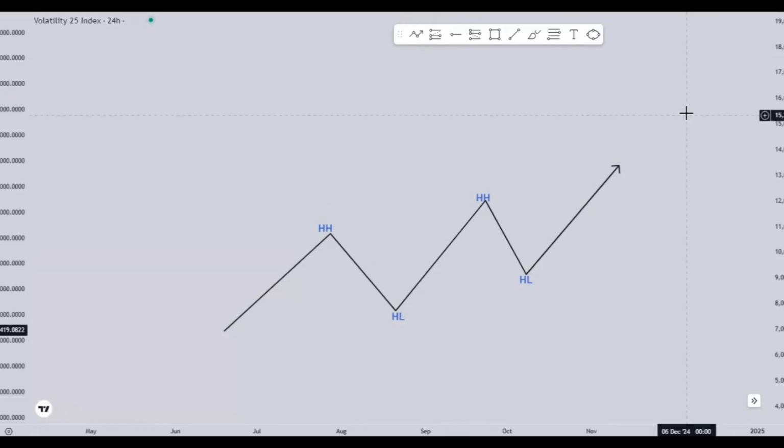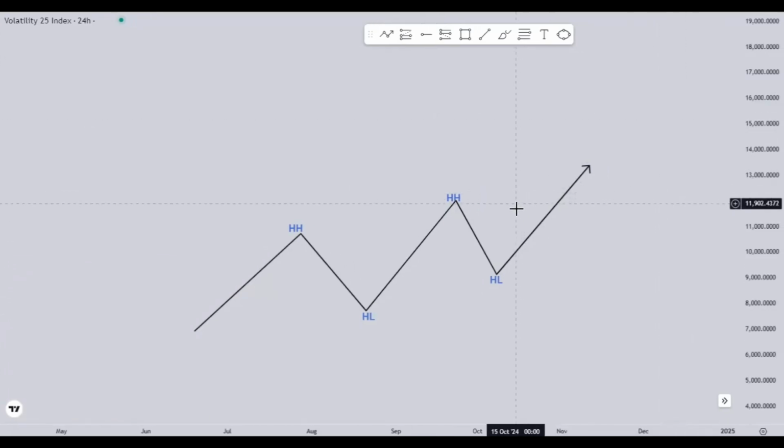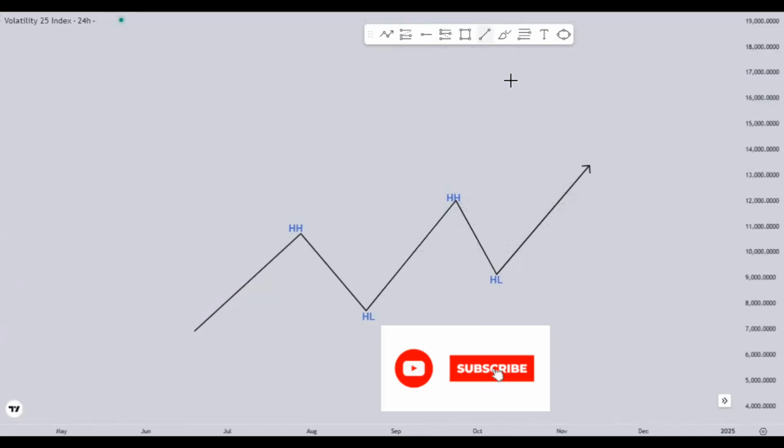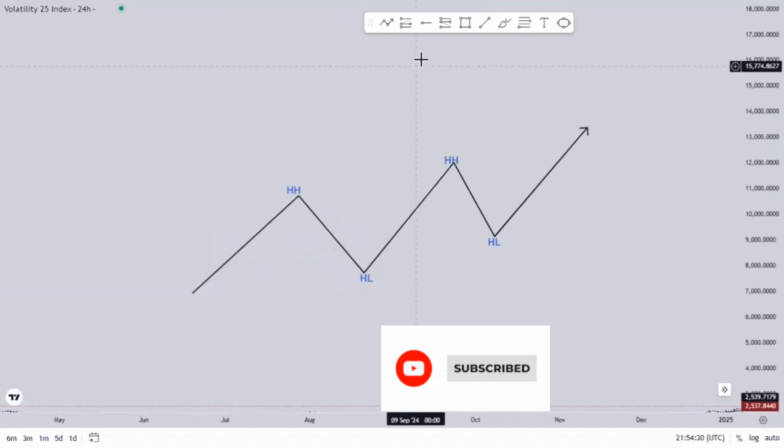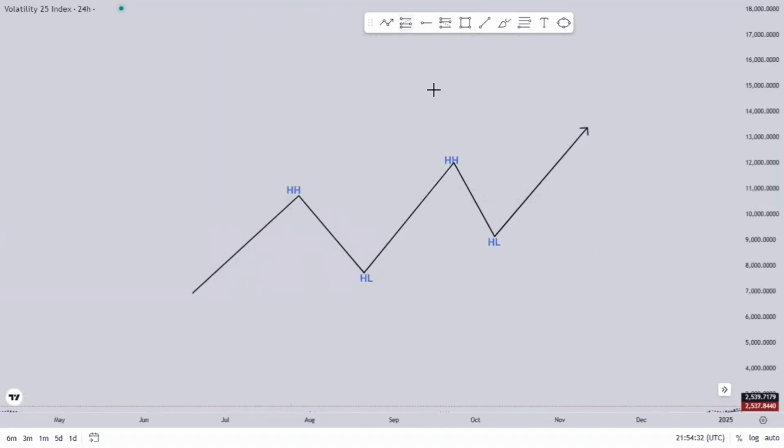All right, before you here is a trending market. And why do I call it a trending market? Because this market is creating higher highs and higher lows, and it is trending to the upside.